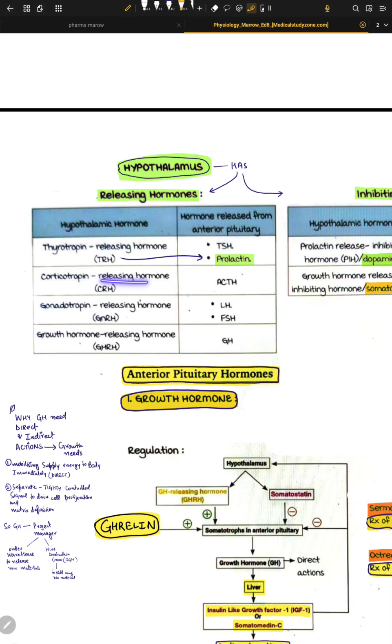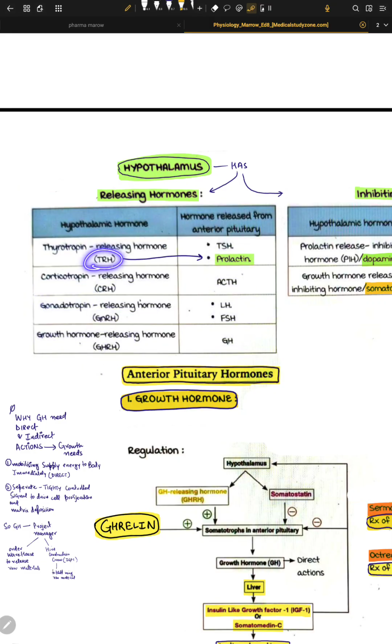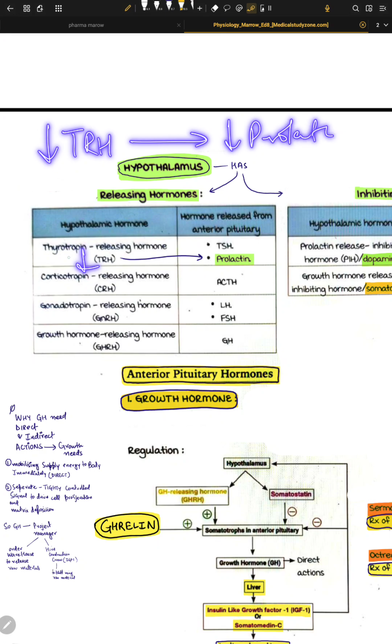Corticotropin releasing hormone releases ACTH. Gonadotropin releasing hormone releases LH and FSH, the fertility ones. Growth hormone releasing hormone is for GH. Note that prolactin is released with the help of TRH. If you have a low level of TRH, low TRH equals low prolactin.